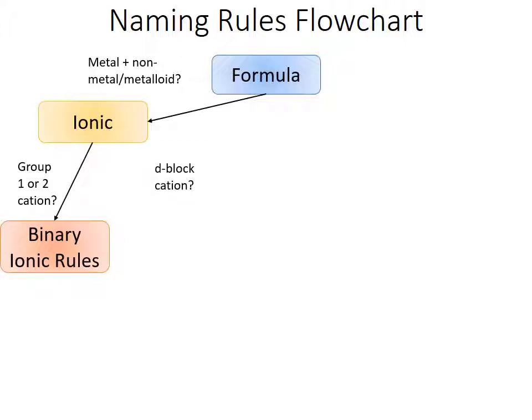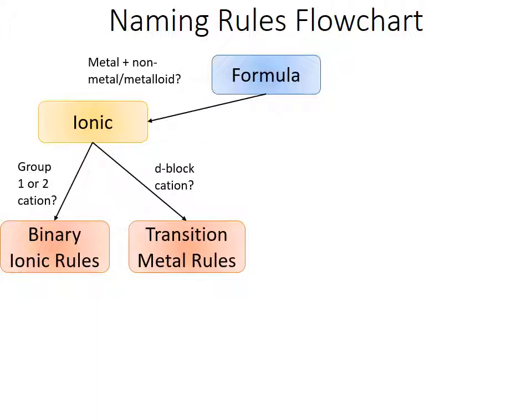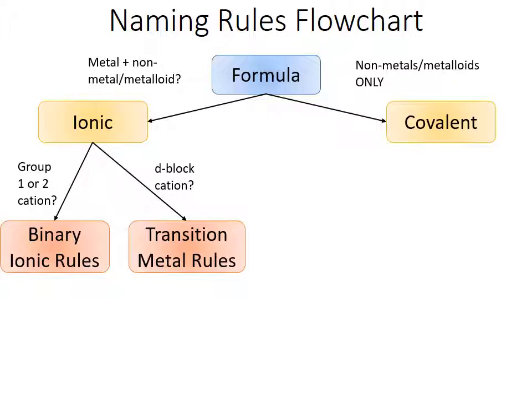If, on the other hand, you see that your cation comes from the D block, that it is a transition metal, we need to use the transition metal rules. These simply ask us to state what charge is on that transition metal as part of the formula. So going back up to the formula, if you see only nonmetals and/or metalloids, then you need to use the covalent naming rules.